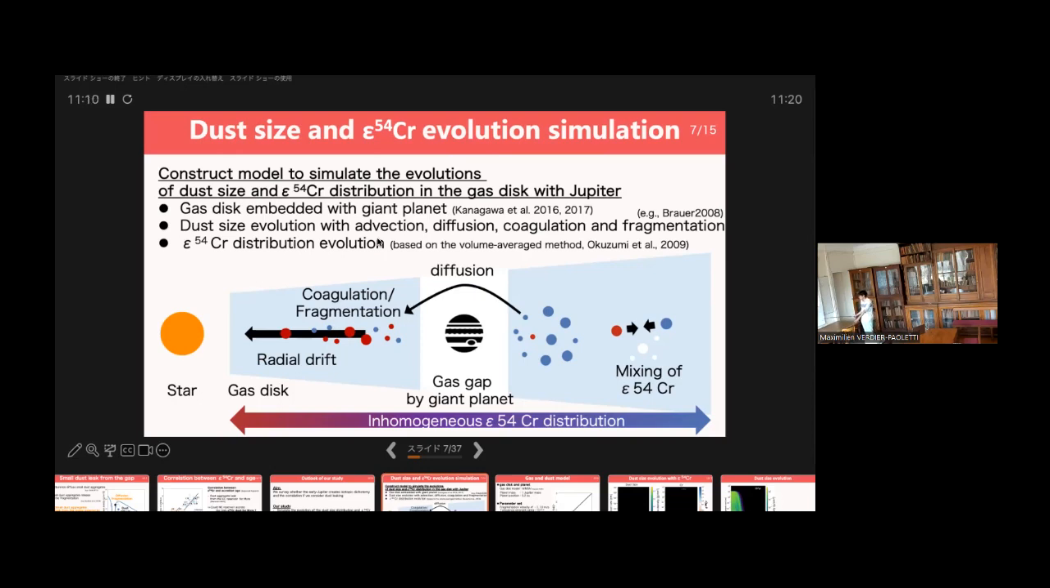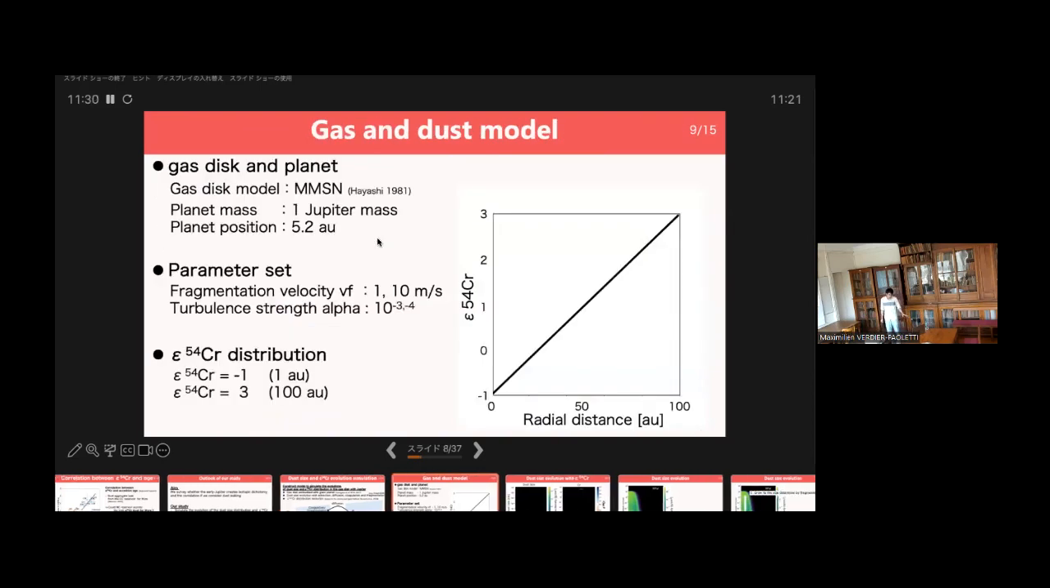We also give an initially inhomogeneous chromium distribution, to consider the isotopic dichotomy. I will show the details of this on the next slide. And these are some parameters and conditions. The main assumption is the initial epsilon distribution. Actually, there is no clue to understand the initial condition for isotopic heterogeneity in the solar nebula, so we arbitrarily set the initial condition.